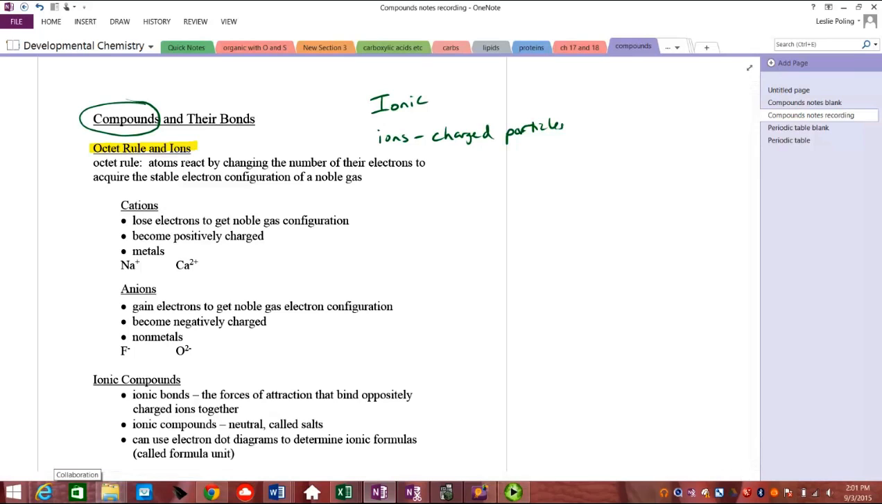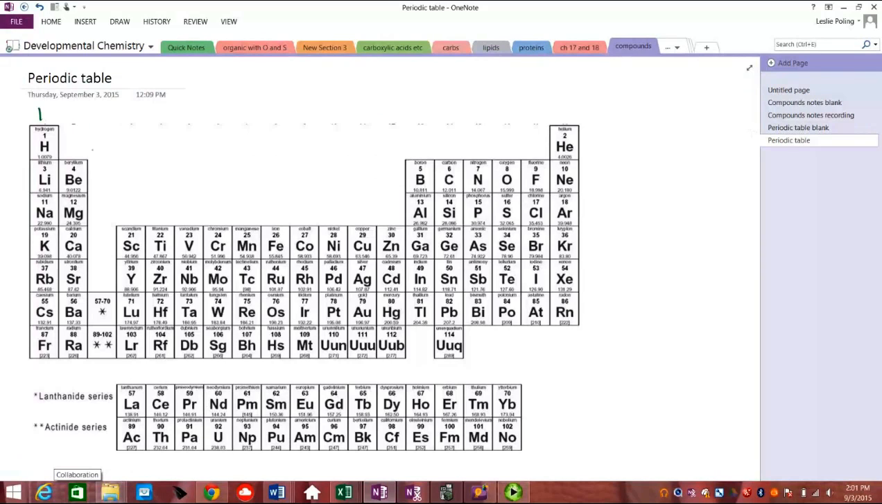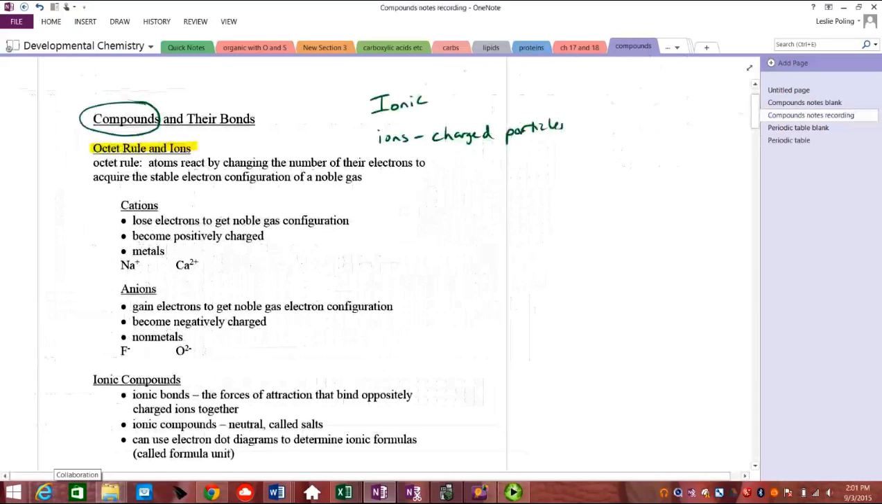So the octet rule, remember on the periodic table when we looked at 1, 2, 3, 4, 5, 6, 7, or 8 valence electrons? Well, the noble gases here with 8 valence electrons are the most stable. So the other elements want to mimic a noble gas. So they're going to change their number of electrons to get a stable electron configuration like a noble gas.